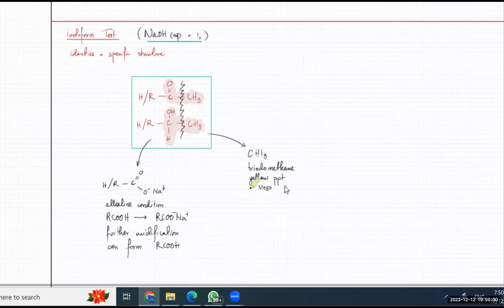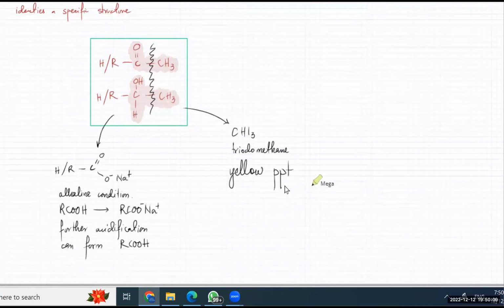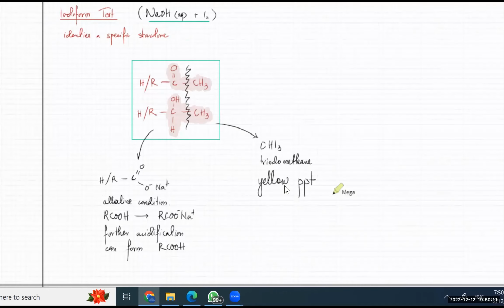Yes, sir. So in this one, do they ask us for the equations of the products again, or do they just ask for the colors? Usually they just ask you for the product. Usually they don't ask for equations. They just ask for the products. What are the products?